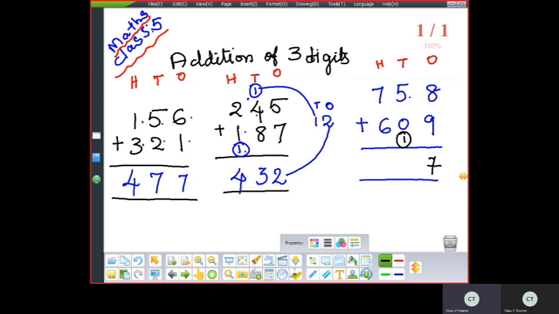Now 5 plus 1, 6. Then again 7 plus 6. 7 plus 6, how much? 13. So you don't have any numbers this side, so the whole 13 you will write in the same place, 100 place. So how much did you get? 1367. So this is the addition of a 3-digit number. Okay, students?